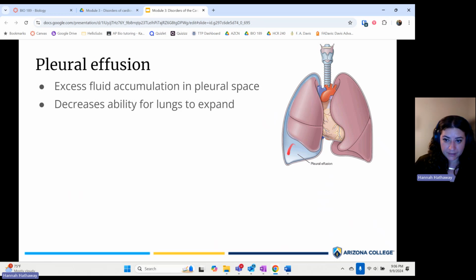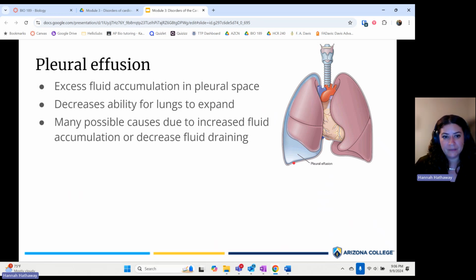Because you have fluid here in the pleural space, the lungs aren't really meant to expand into this amount of fluid. So they're not going to be able to expand effectively. That's going to cause difficulty breathing. There are lots of causes of pleural effusion. We already learned about one of them tonight.